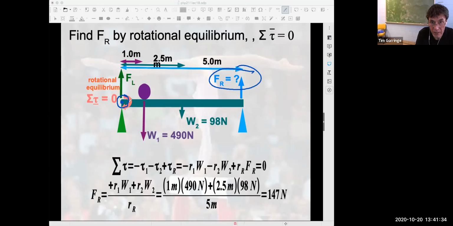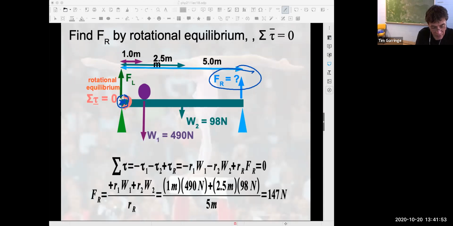This beam is in equilibrium. It's not falling down. It's not flying into the air. So it's in equilibrium, and so the sum of the torques on the beam must be 0. And I'm going to work out the sum of the torques about where the left-hand force acts.